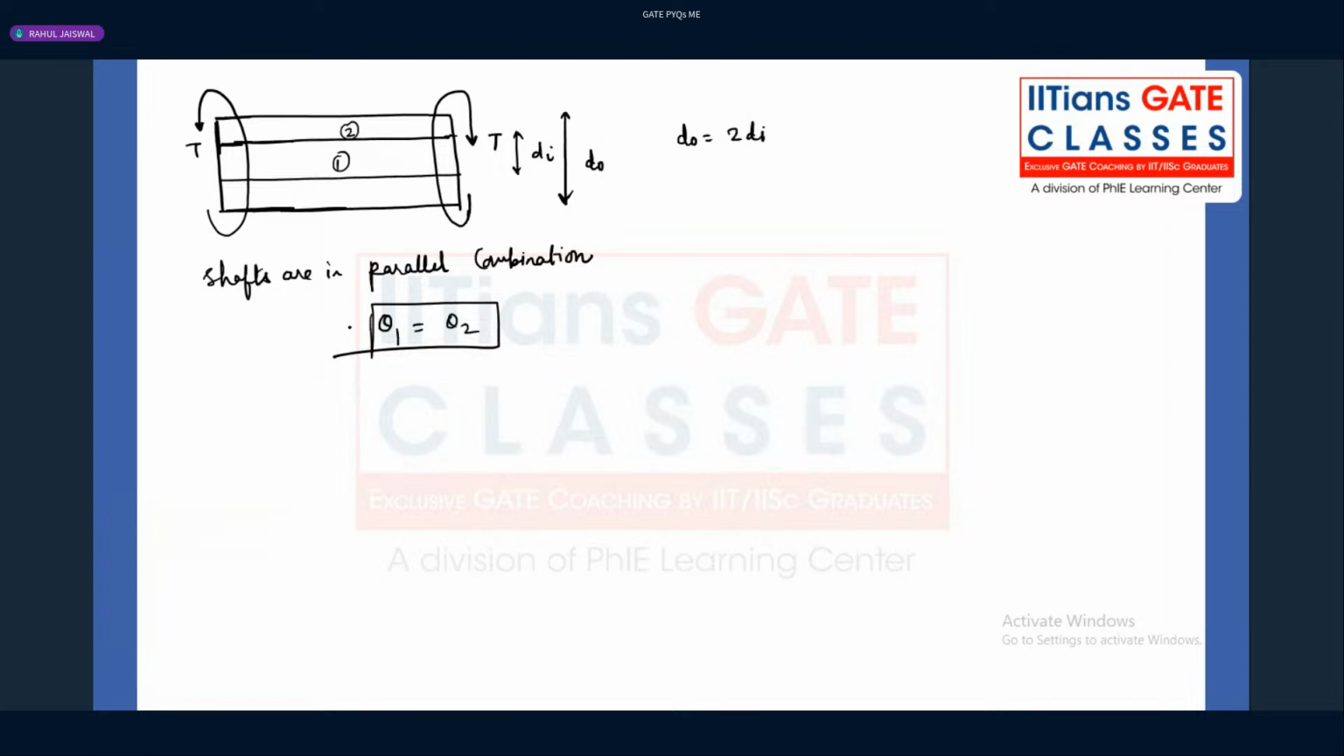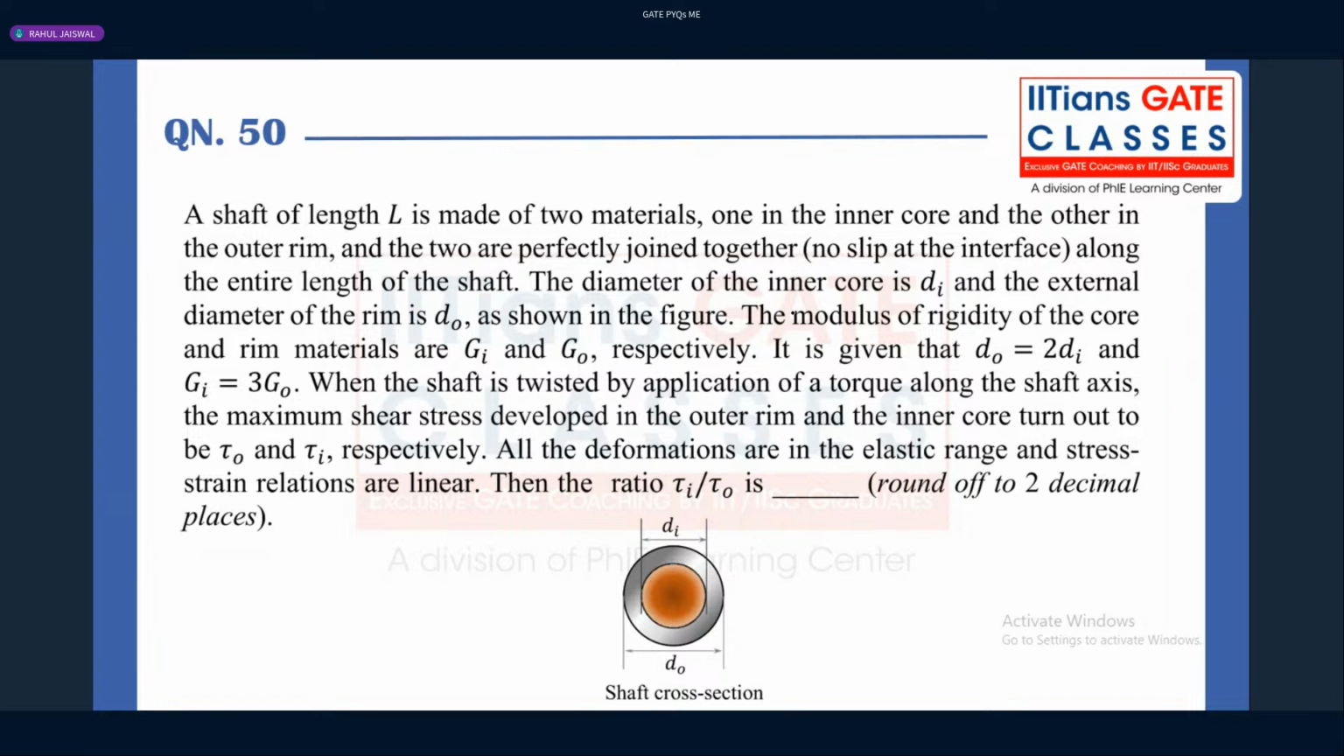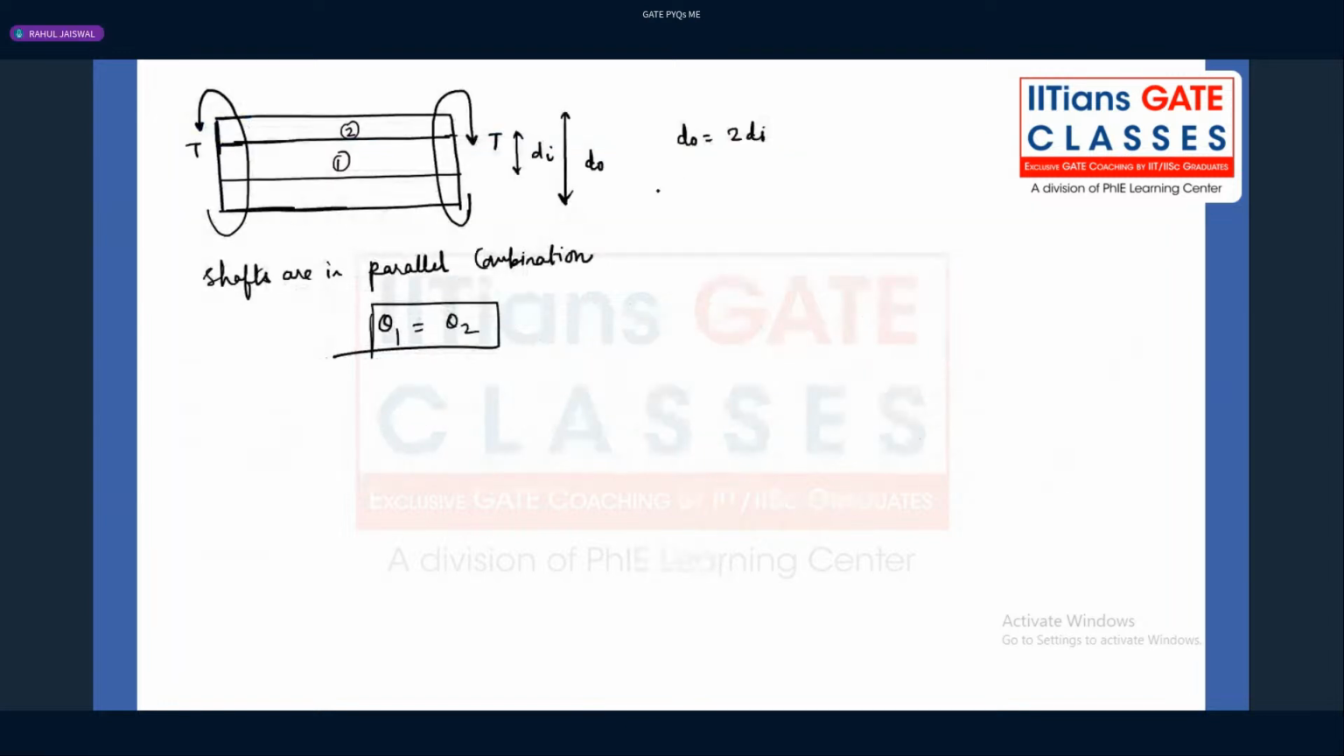Now, what is shaft one? You can see that there are two shafts, but what is the inner core material? The inner core material is G1, which is nothing but 3 times G2, right? Now understand theta one. Material one behaves like a solid shaft, and material two, the shaft two, behaves like a hollow shaft, right? So shaft number one is like a solid shaft, and shaft 2 is a hollow shaft.